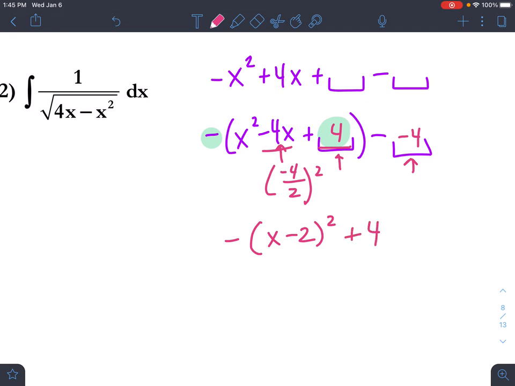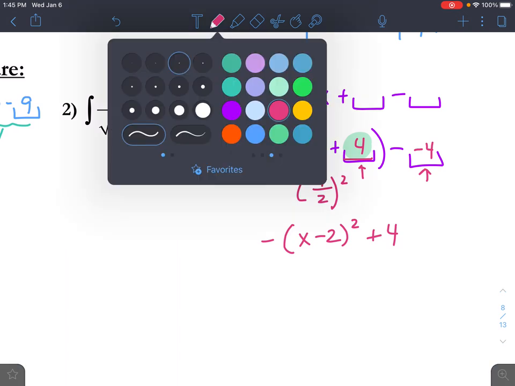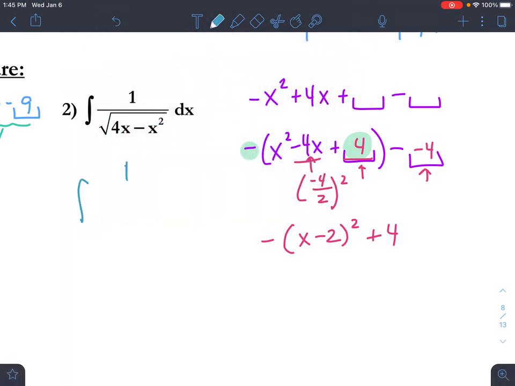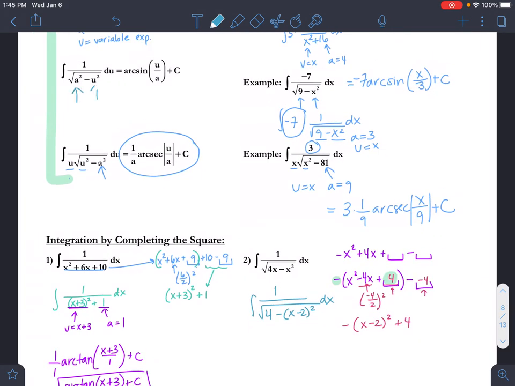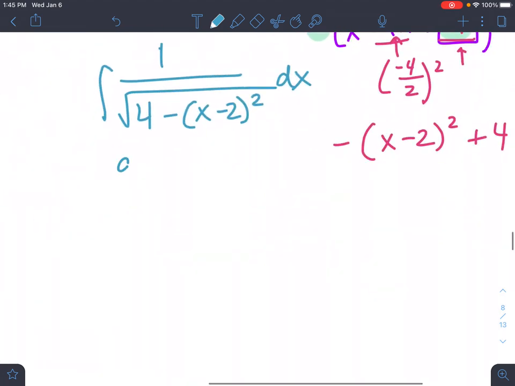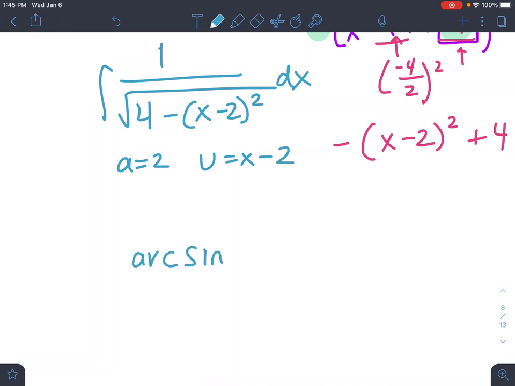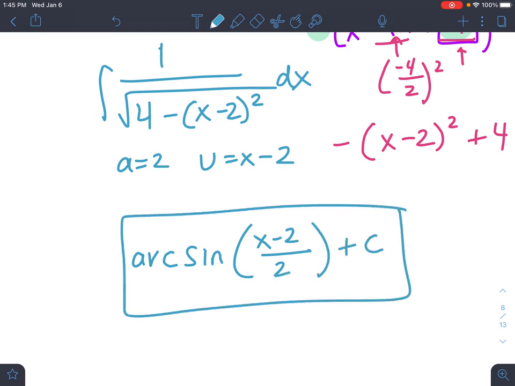Even though this looks a little bit strange, it actually fits in really nicely, because if you rewrite this, we have integral of 1 over the square root. You could kind of switch the order here as long as you keep the signs. And you'll notice that exactly matches a squared minus u squared. So a would be 2, u would be x minus 2. And again, this formula would be arcsine of u over a plus c. All right. So that's it.